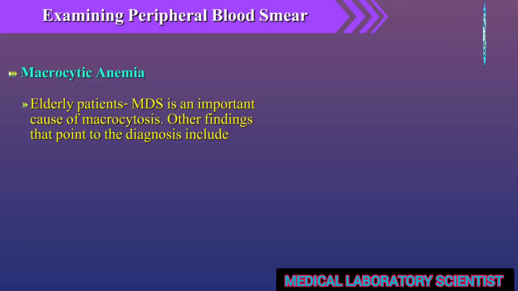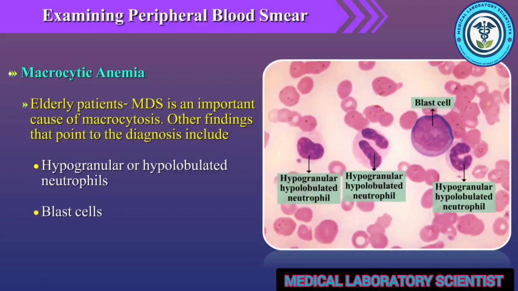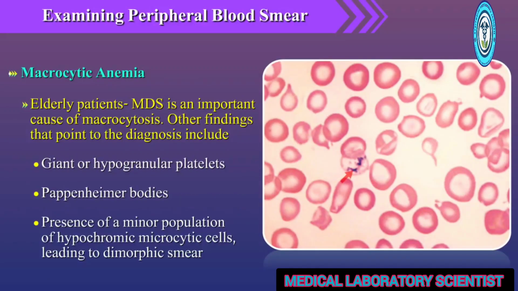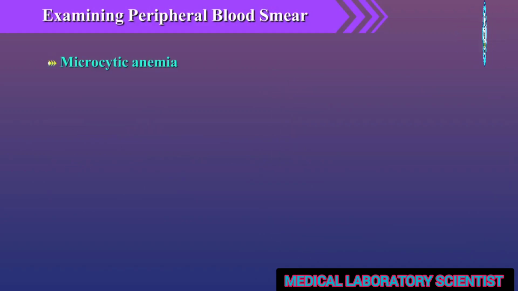Other findings that point to the diagnosis include hypogranular or hypolobulated neutrophils, blast cells, giant or hypogranular platelets, Pappenheimer bodies, and presence of minor population of hypochromic microcytic cells leading to dimorphic smear. When macrocytosis is the result of hemolysis or recent blood loss, smear shows polychromasia, which results from an increased reticulocyte count. Coming to microcytic anemias.